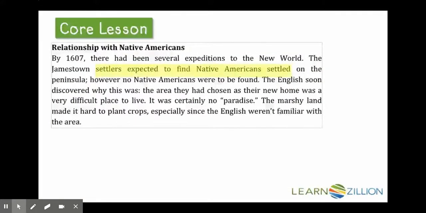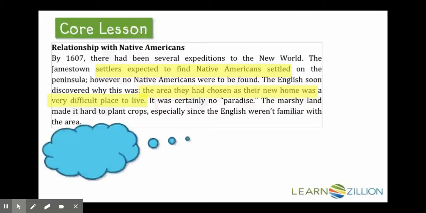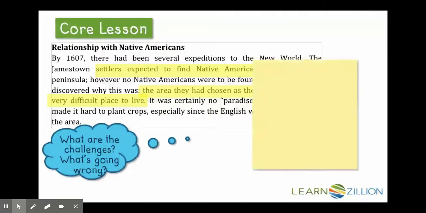So in my reading, I see that the settlers expected to find Native Americans settled. I also see that the area that they had chosen as their new home was a very difficult place to live. So while I'm reading, I'm asking myself questions such as, what are the challenges and what's going wrong? And right away, I see my first problem that I'm going to list, and that is the marshy land that they chose to live on was a very difficult place to live.